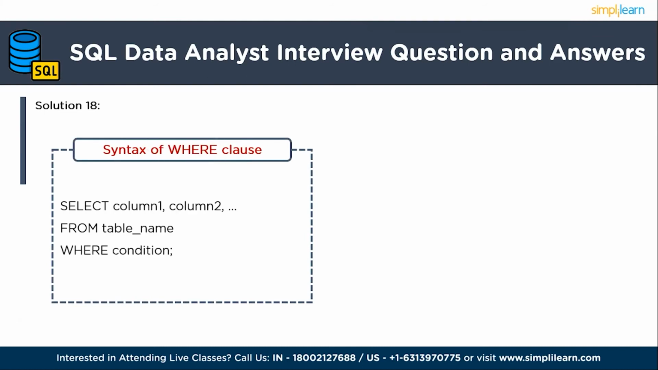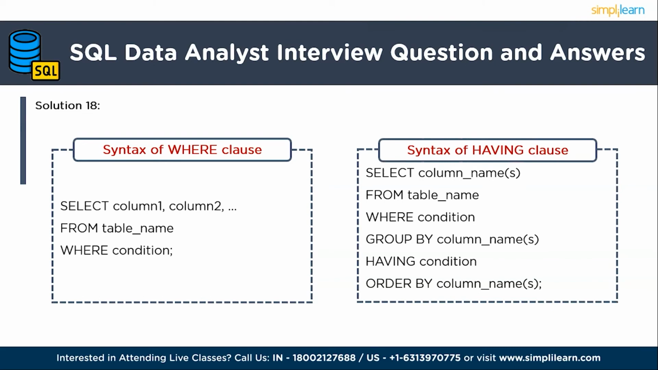So syntax of where clause, that is, you could just start with select the name of the columns, column 1, column 2, and then from table name and then the condition, where condition. And talking about the having clause, you could just select column names from the table name and where condition, and then group by column names having that condition and order by from which you want to sort or filter, that is order by. So these are the syntax, and we have seen the difference between a where clause and a having clause.